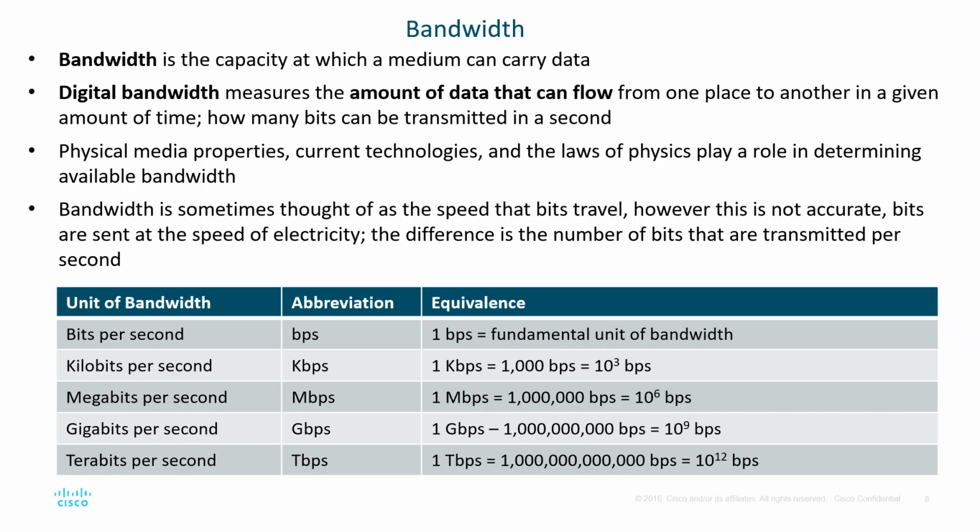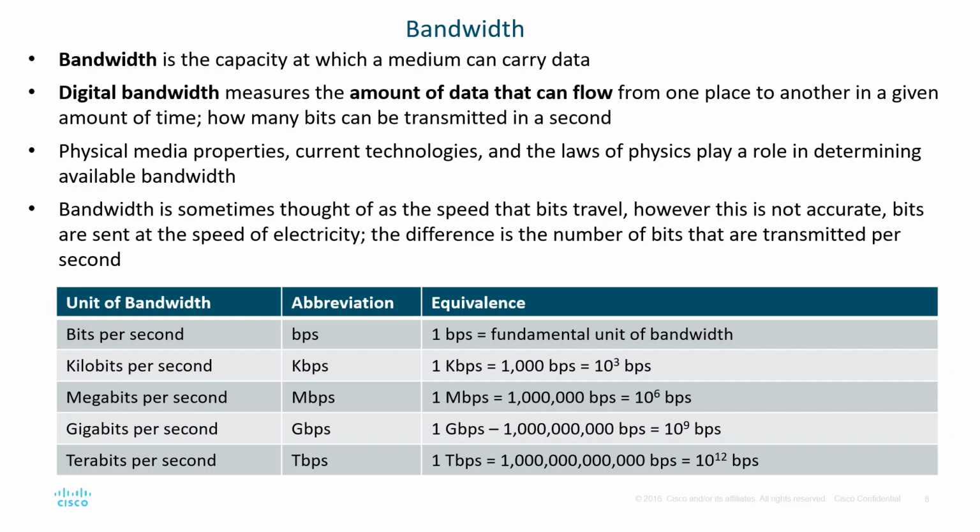Now, bandwidth is the capacity at which a medium can carry data. Everyone refers to, oh, my speed is bandwidth. It's actually incorrect. Digital bandwidth measures the amount of data that can flow from one place to another in a given amount of time. How many bits can be transmitted in a second? That is what bandwidth is. What is the capacity that can be transferred in 1 second?